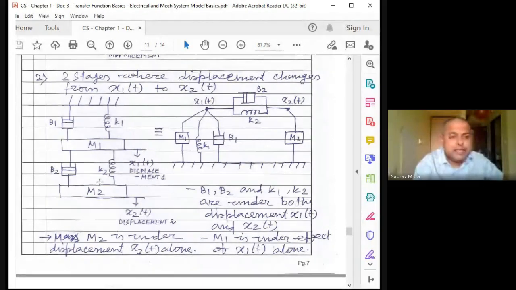So here there are two things you have to see. This B1 and B2, top side they have displacement x1, bottom side they have displacement x2. So B1 and B2 are subjected to two displacements. Right side displacement is x2, left side displacement is x1. These are very important things that you have to understand. Whereas B1, K1 and M1, left side is connected to the wall and right side is connected to displacement x1. So this is a very important thing you have to understand.